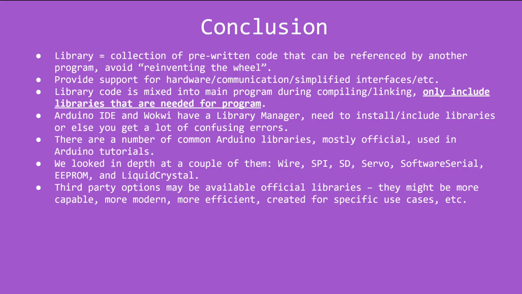So just to wrap things up, a library is a collection of pre-written code to be referenced by another program, and this avoids the user having to reinvent the wheel. They often provide support for hardware, communications, or just simplified interfaces. The library code is mixed into the main program when it's compiled or linked. Make sure to only include libraries that are needed for the program.